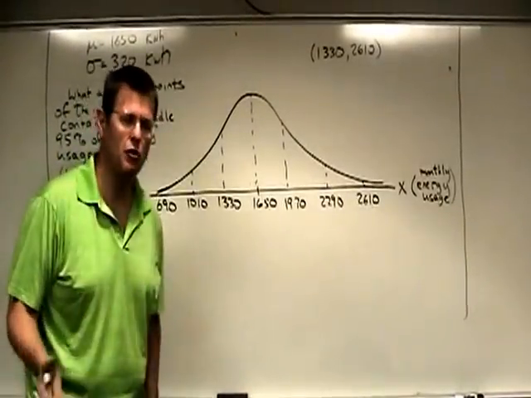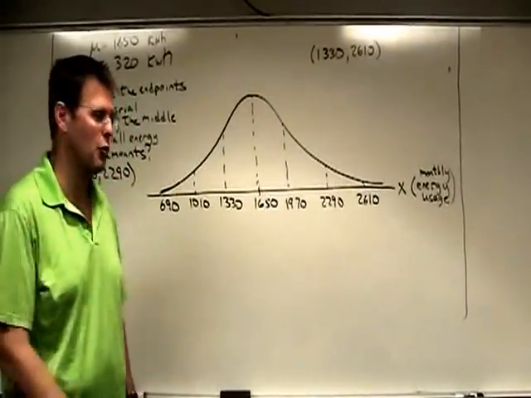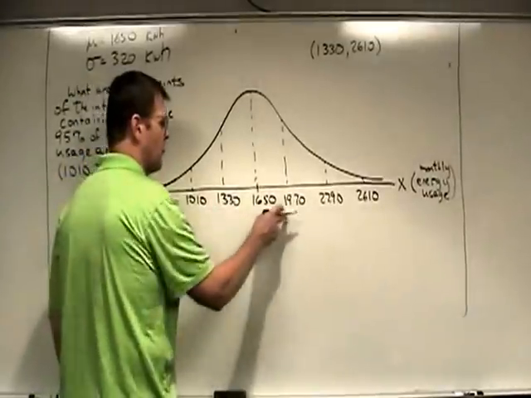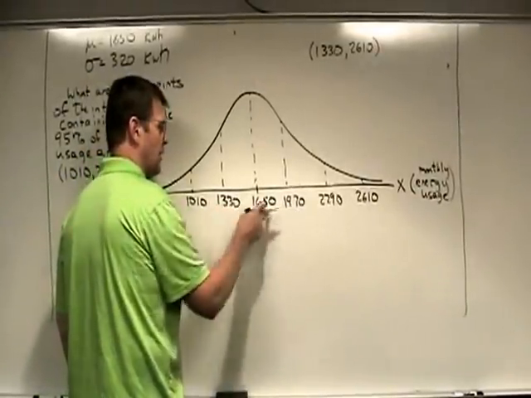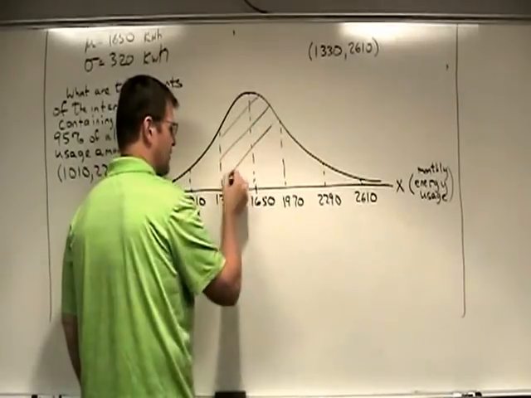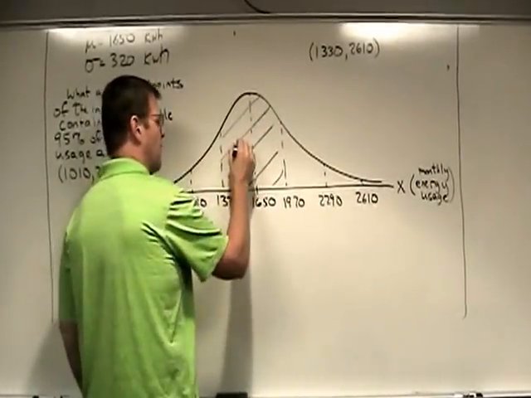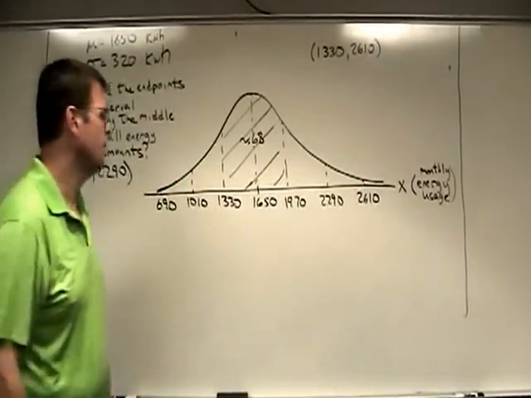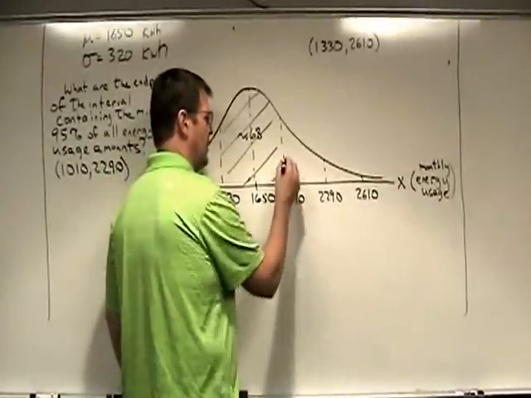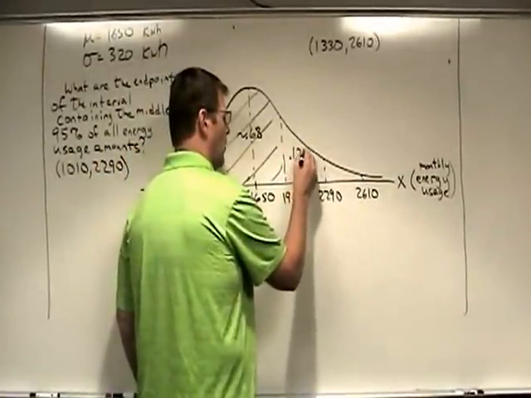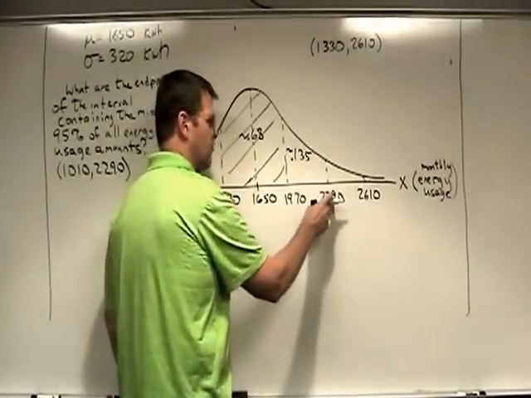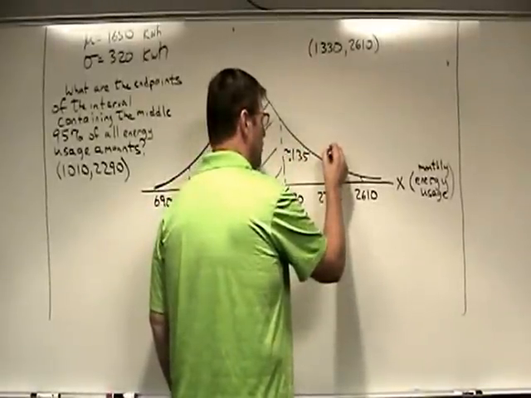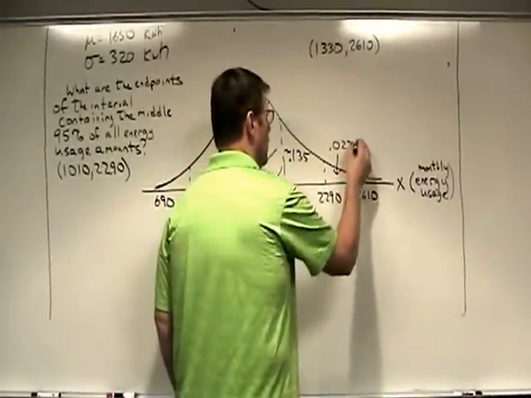There are a number of ways you can do this, but if you go back and look at the diagram that we drew with the different percentages put in here, we know from one standard deviation below the mean to one standard deviation above the mean, that's this part right here, that amounted to the middle approximately 68%. From 1970 to 2290, we tacked on another 0.135 approximately, and from 2290 to 2610, we tacked on an additional 0.0235.